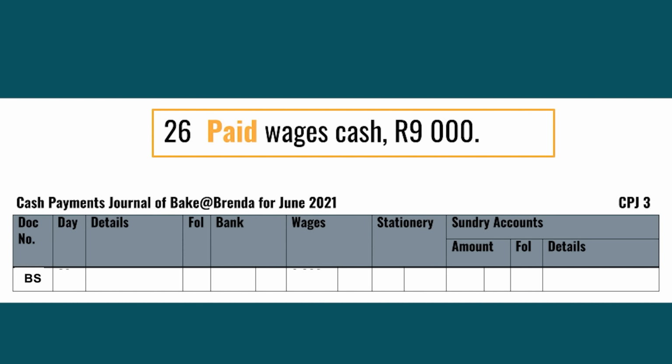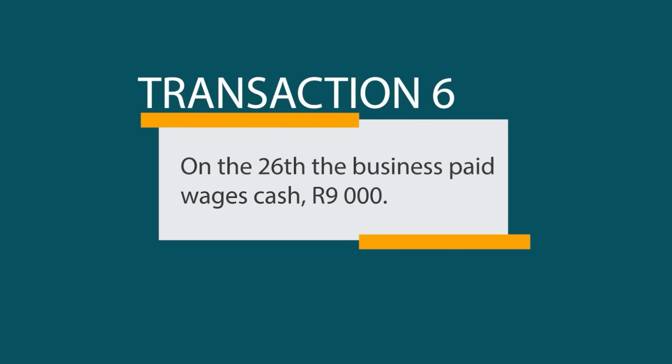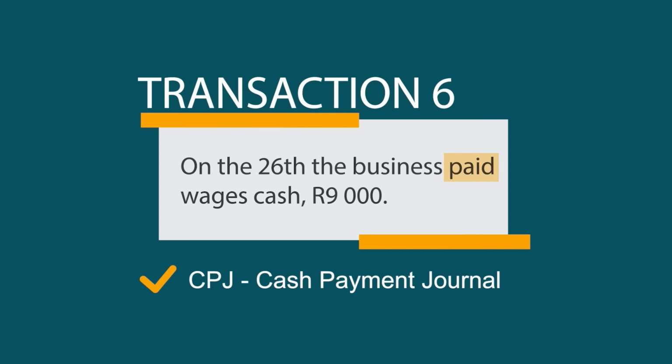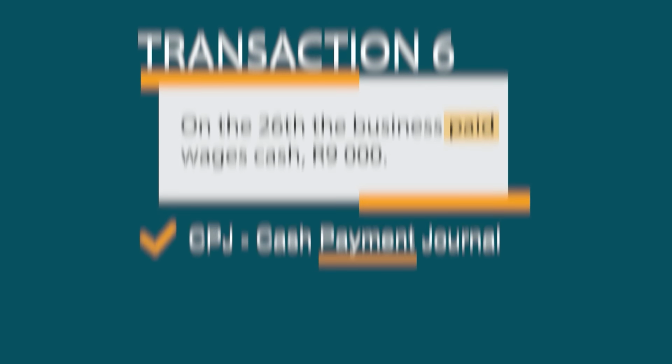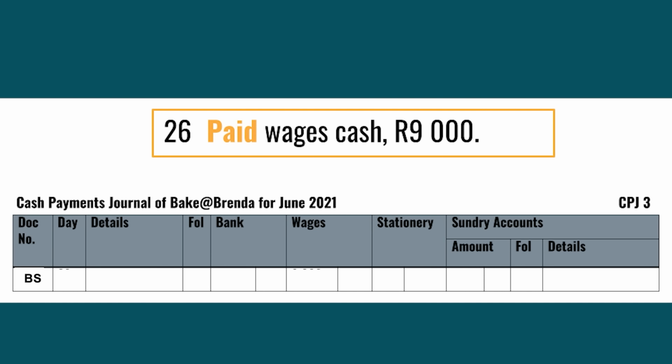Again, in this transaction, your document number will be a bank statement as the owner drew money from the bank to pay the wages in cash. Let's go through this example one more time. Your time to try once again.